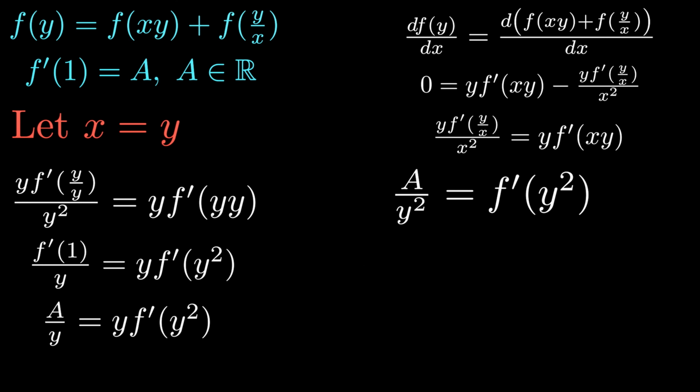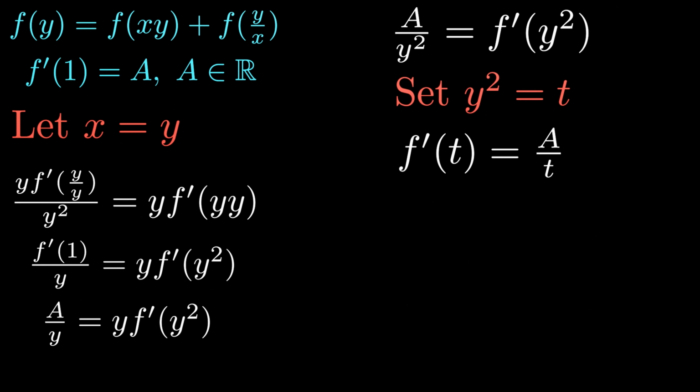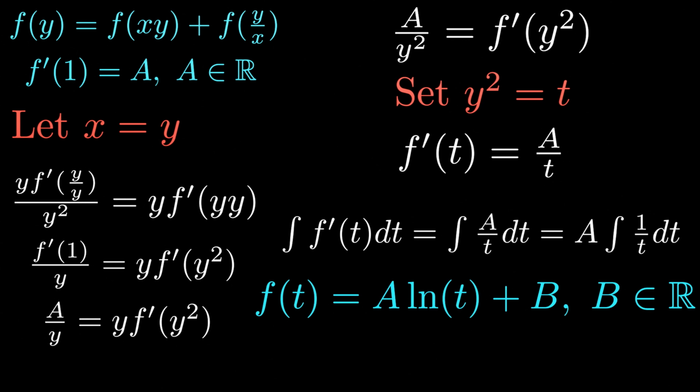Now, of course, what we want to do is solve for f of y squared, but it would be easier if we didn't have that y squared term. So we're going to set y squared to be equal to t. So we have the derivative of f of t is equal to a divided by t, and we can integrate this. On the left hand side we just have the integral of the derivative of f of t with respect to t, and on the right hand side we have the integral of a divided by t dt, and a is just a constant so we can bring it outside the integral sign, so we have a multiplied by the integral of 1 over t dt. Now the left hand side just equates to f of t, and the right hand side is equal to a multiplied by the natural logarithm of t plus b, where b is just another constant. And that is the final answer to our problem.